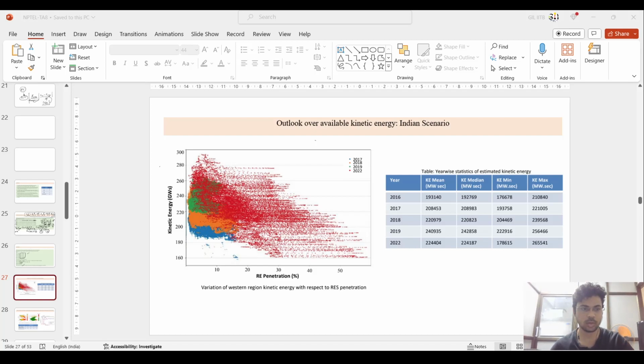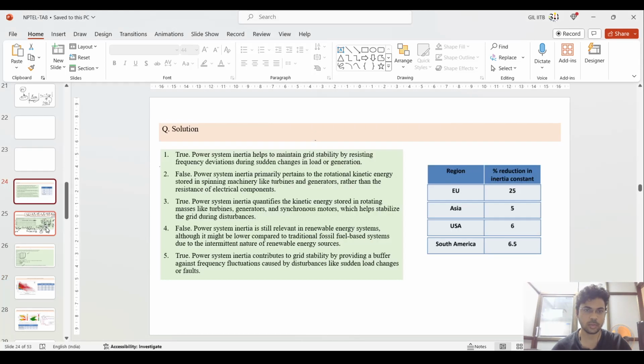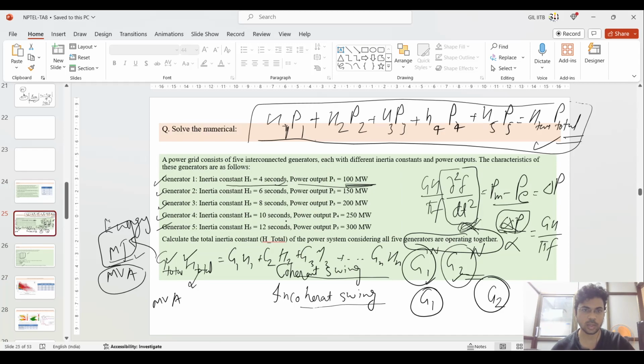So coming to the further slides, can you please increase the sound level? Okay. Actually, is there any issue of the sound with the other people?